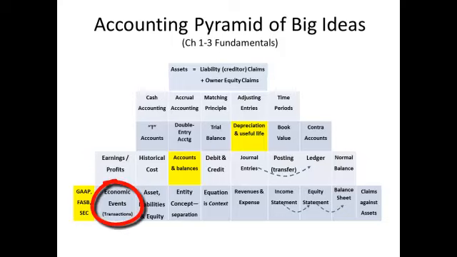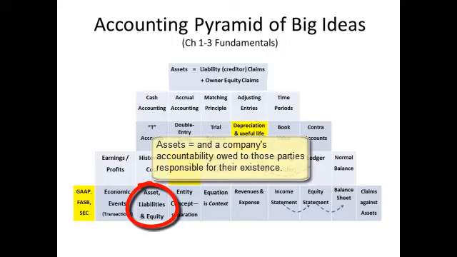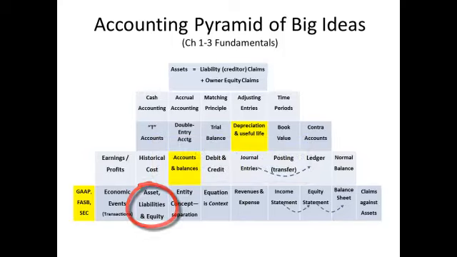Economic events, transactions. The events in a business that change its financial condition. Assets, liabilities, and equity. The elements that define financial condition. Assets are the things owned and controlled by a business, its wealth. Liabilities, a record the business owes someone. Equity, a record of the net worth of the business from the owner's viewpoint. What's left over after subtracting what the business owes from what it owns.